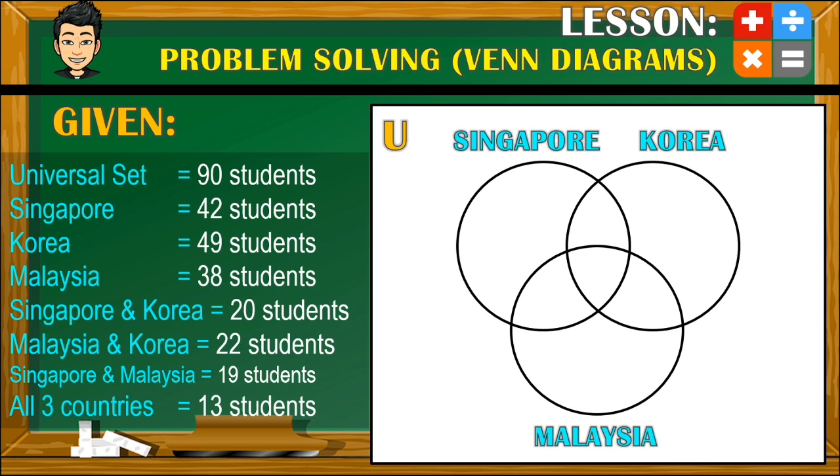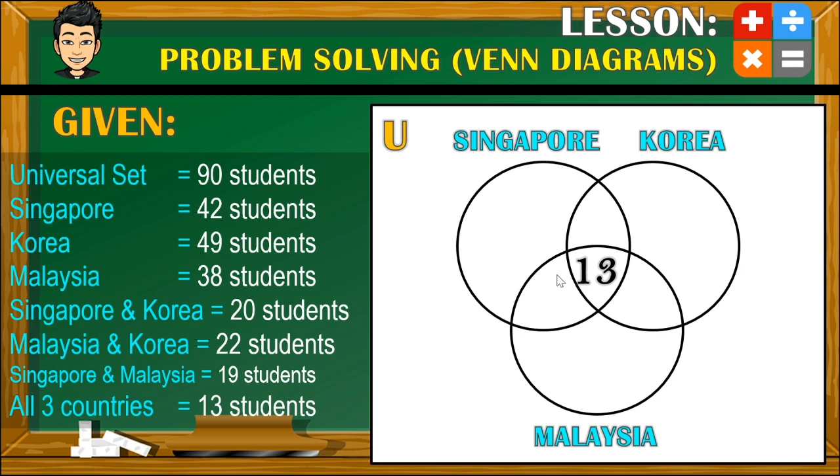Sa pagsagot ng mga word problem involving Venn diagrams, magsisimula lagi tayo sa intersection or middle portion ng ating Venn diagram. Based sa mga given, obviously, ang ating intersection ay 13 students. Ito yung mga students na gustong bisitahin yung 3 Asian countries. So we write 13 here.